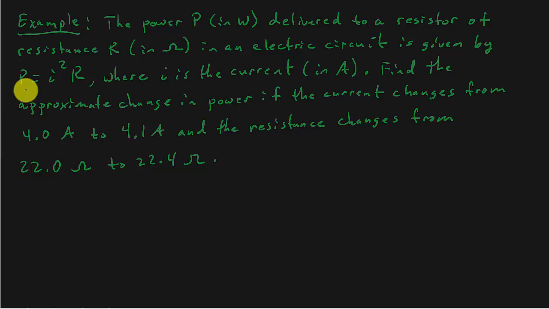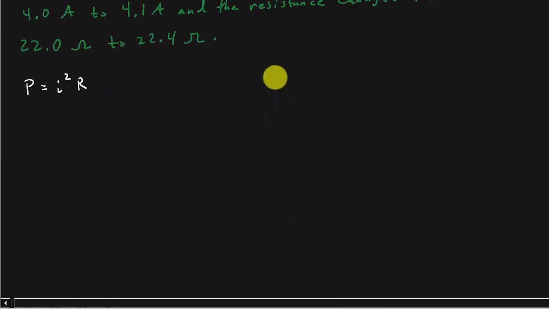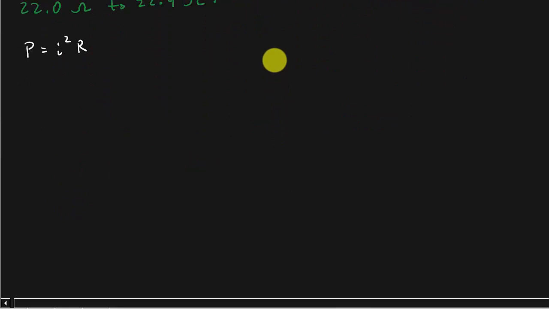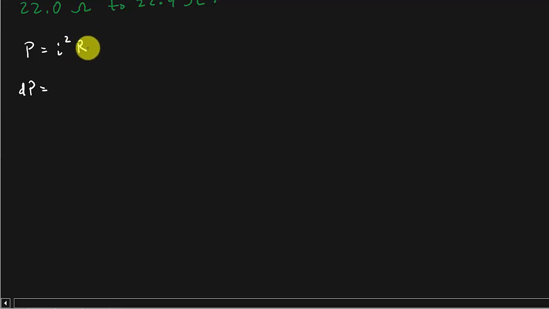All right, so find the approximate change. So we're going to have to find the total differential here. We've got P equals I squared R. We're going to do this like we did the two problems earlier. We need to find the total differential first. So dP is equal to, I'm going to take the partial with respect to I first. This capital R is treated like a constant, so that's 2I times R times dI. Plus, the partial with respect to R. I squared is a constant, so that's just I squared times dR.